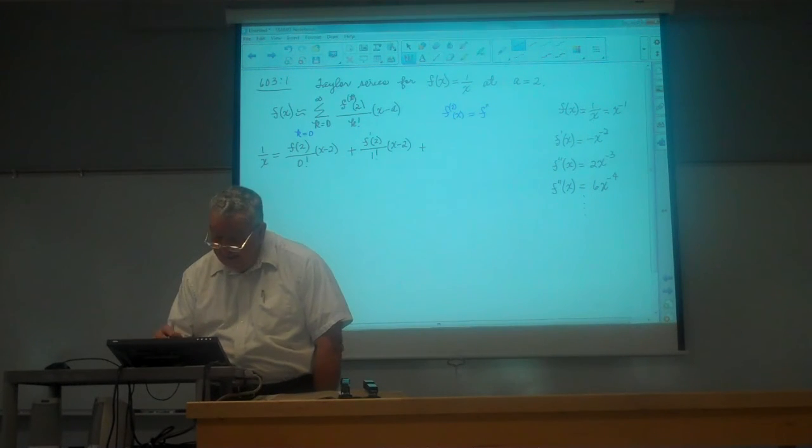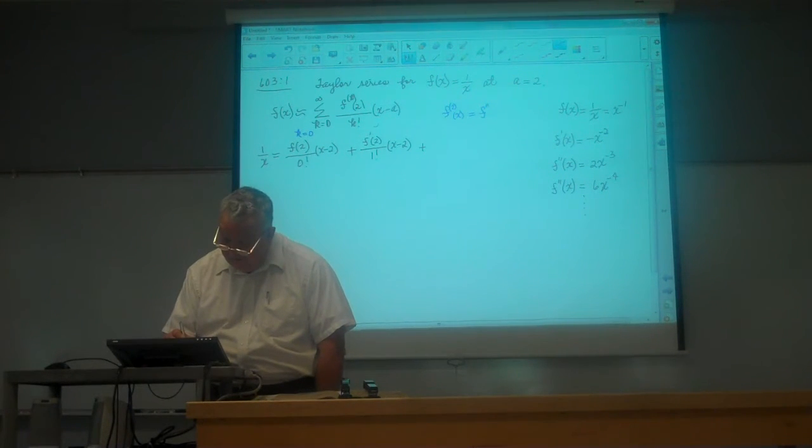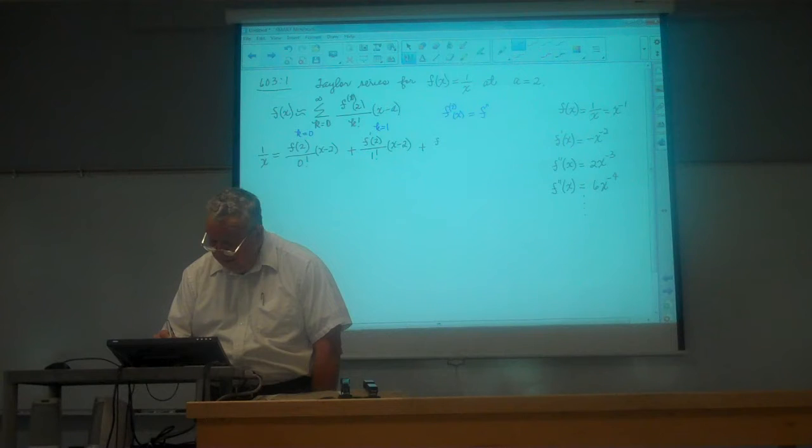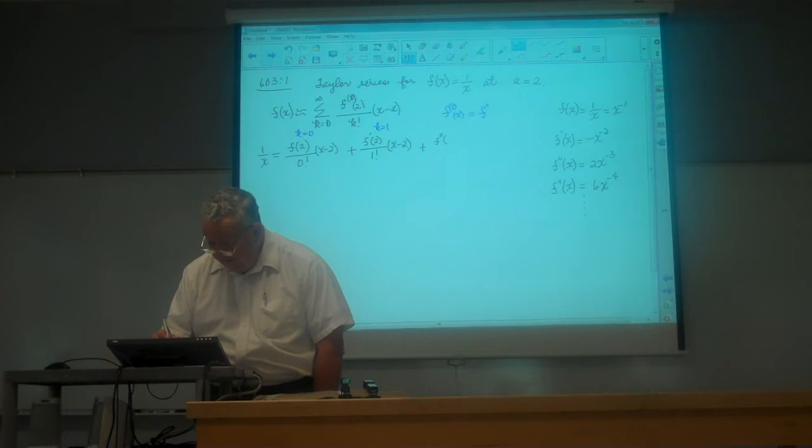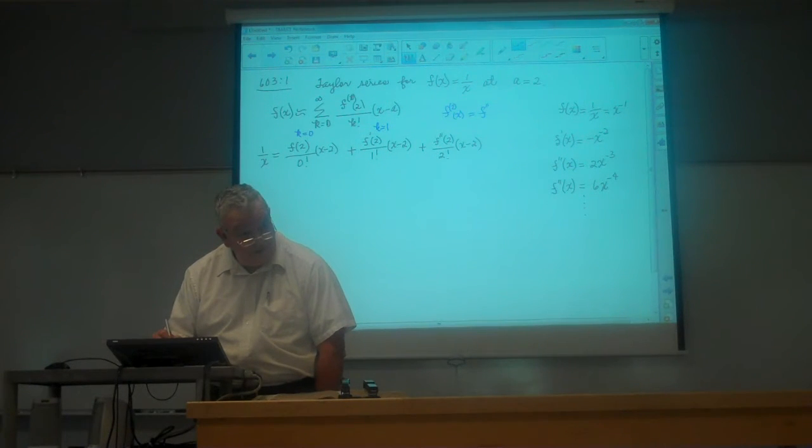Now, that was k equals 0. This is k equal 1. Now I do k equal 2. K equal 2 means the second derivative, doesn't it? At 2 over 2 factorial times x minus 2. Everybody agree?